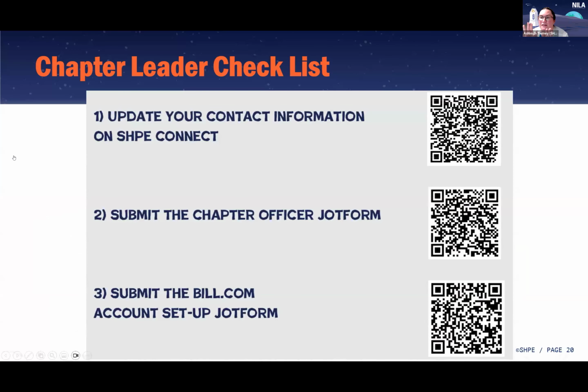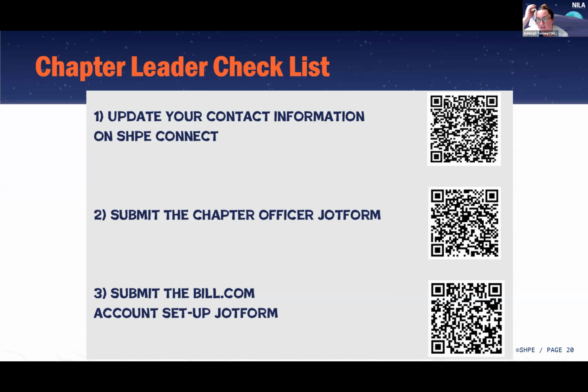And then the other pieces that are important for you. So Anna talked a little bit about the chapter officer job form. I just skipped to number 2. Let me go back up to number 1. So things that are going to be really important for you as chapter leaders, information that we need. So first of all, is making sure your contact information on SHPE Connect is recent. So hopefully you guys are all good. Anna just showed you how to update your contact information.